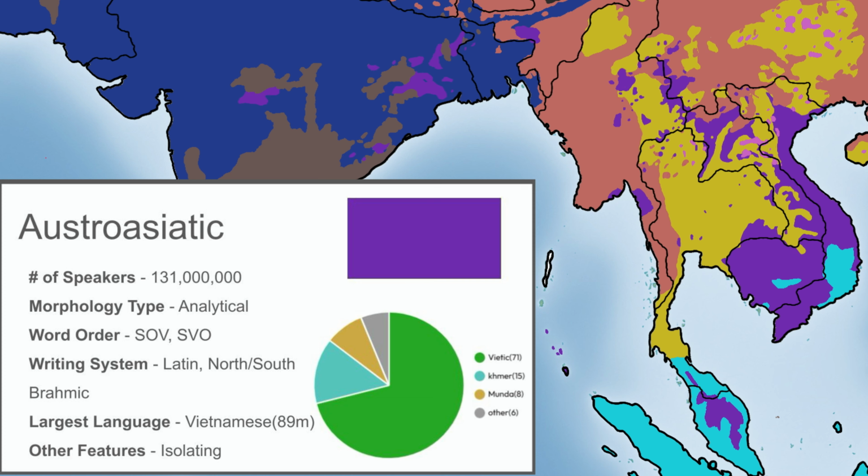By far, the most spoken Austroasiatic language is Vietnamese, with almost 90 million speakers primarily in Vietnam. Common characteristics of Austroasiatic languages include their tendency to be isolating, or have words composed of only one morpheme, and to have tone, with languages like Vietnamese being well known for having tones.